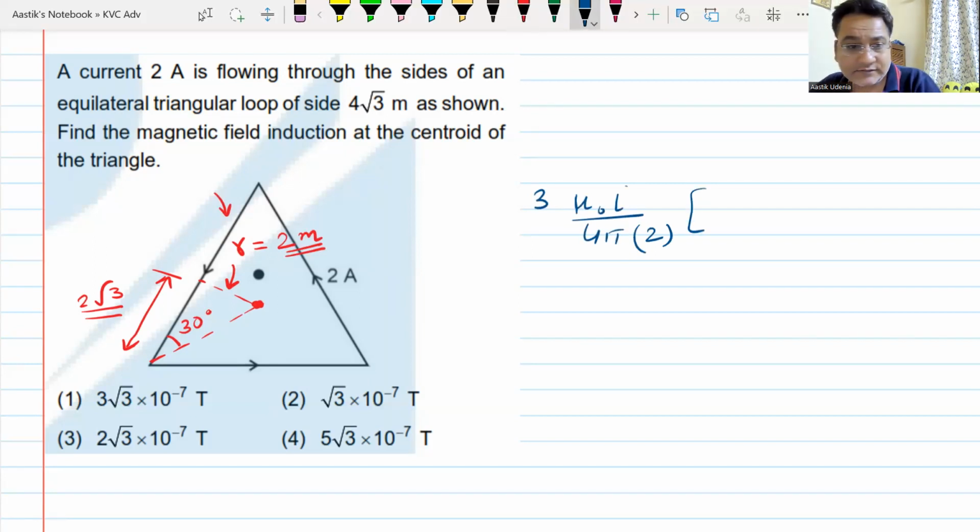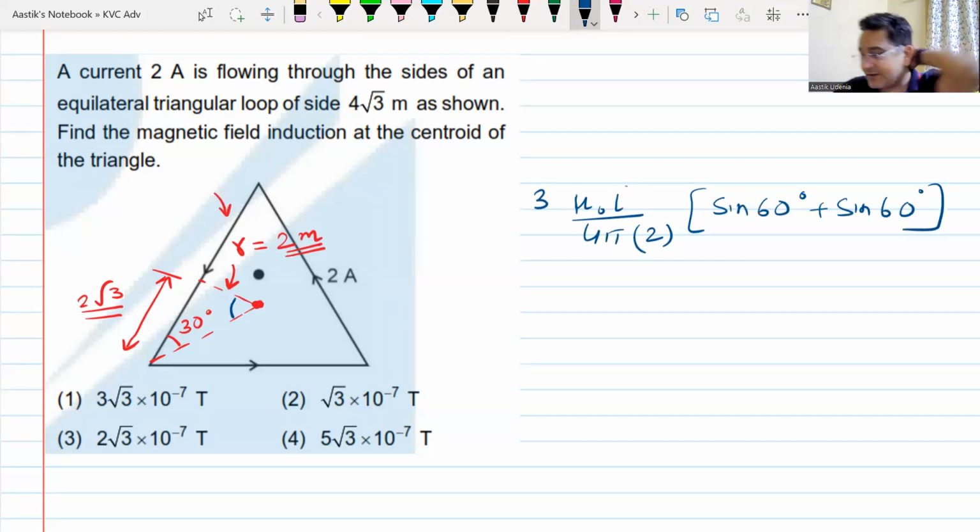Both the angles. Remember which angle you have to take. You have to take this angle. Yes or no? That is not 30, that is 60. So sine 60 plus sine 60. When you put the value, you will get the answer as option 1, 3 root 3 into 10 raised to the power of minus 7. Do you understand this? Yes, sir.